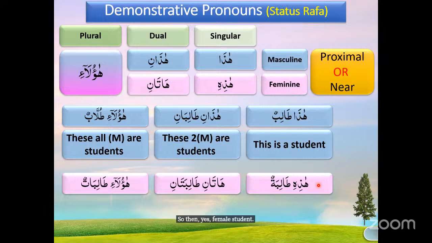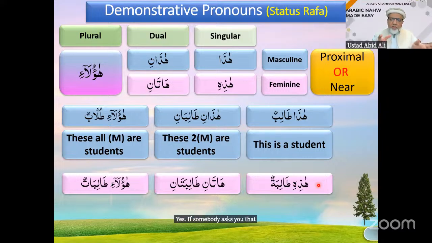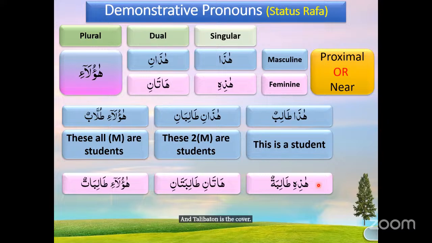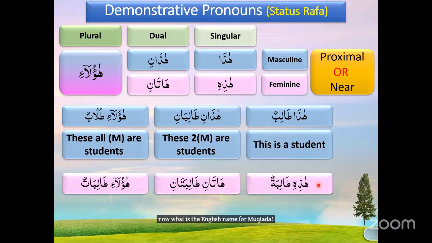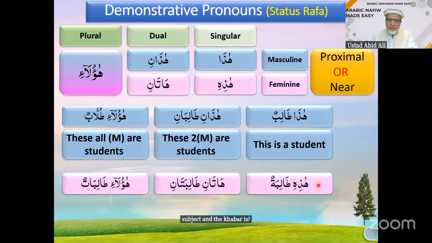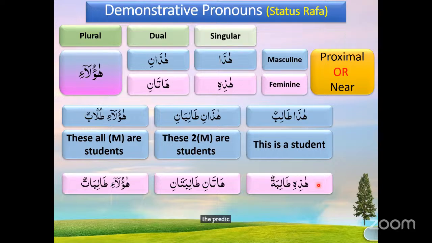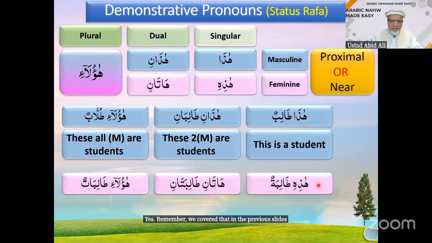If somebody asks you, if this is a nominal sentence, then what is the name for hazihi? You will say it's a mubtada, and talibatun is the khabar. Now, what is the English name for mubtada? Mubtada is subject. And the khabar is the predicate. Yes. You remember we covered that in the previous slides? Yes. Okay. Thank you very much.